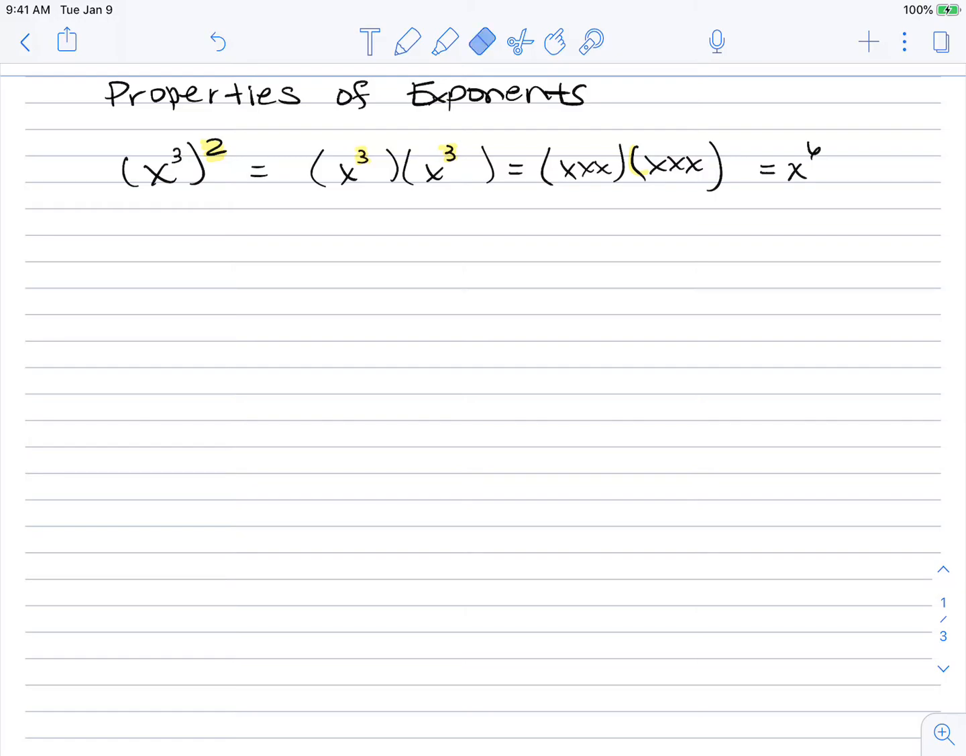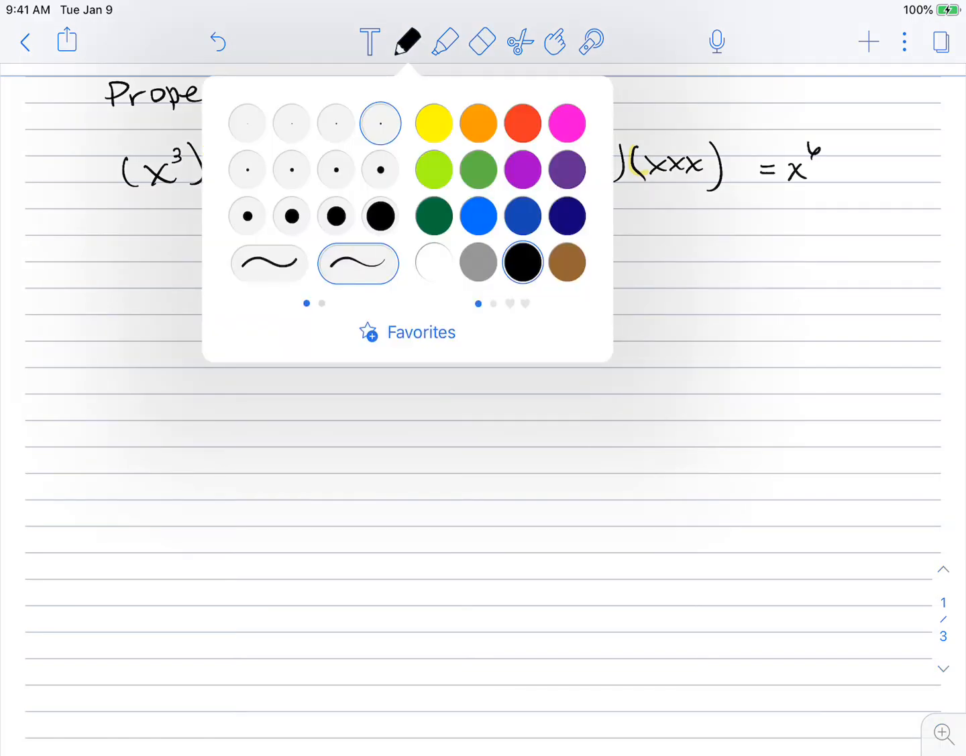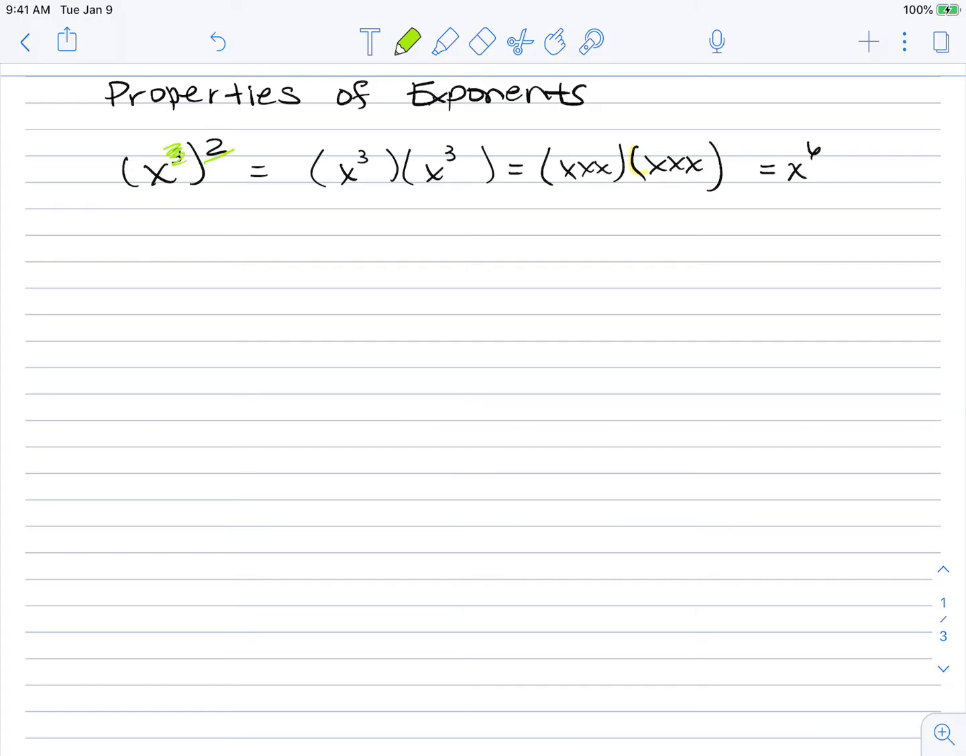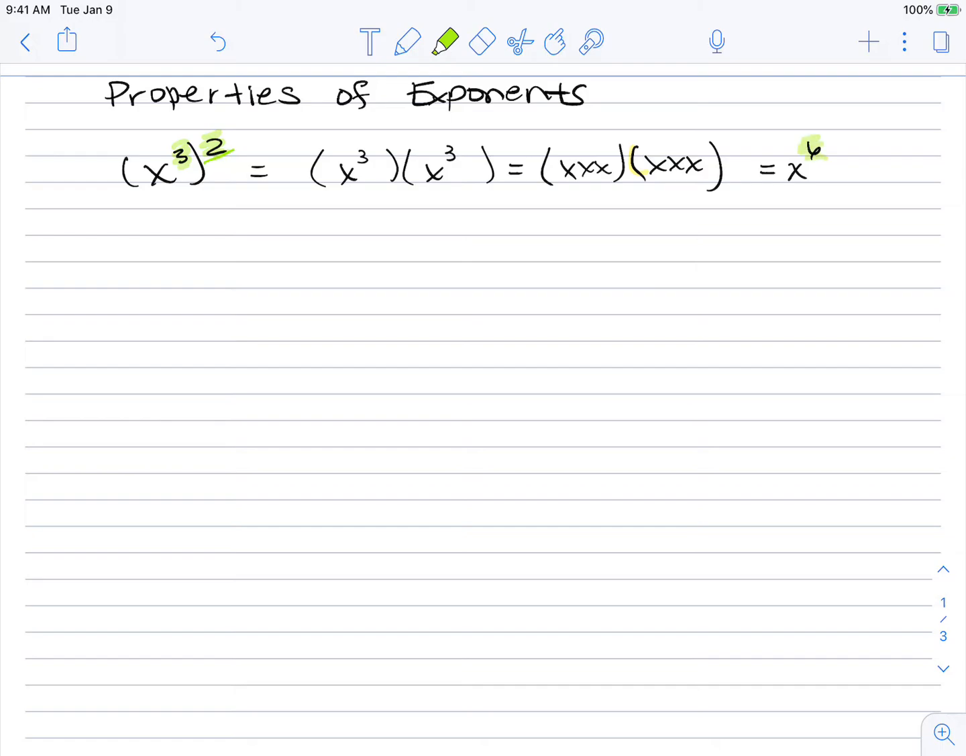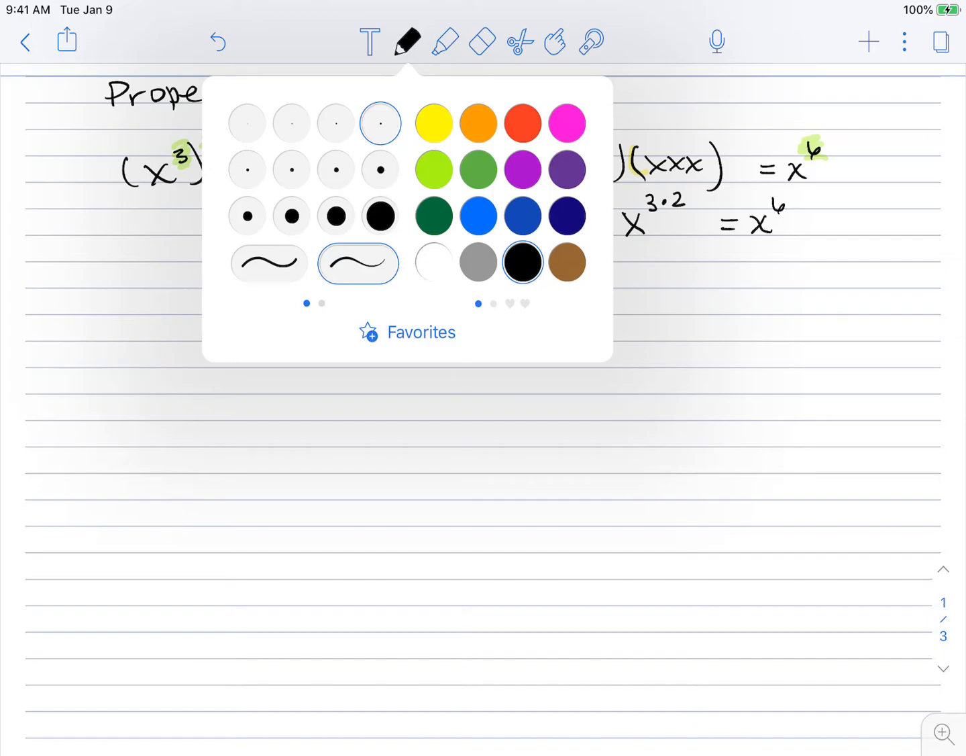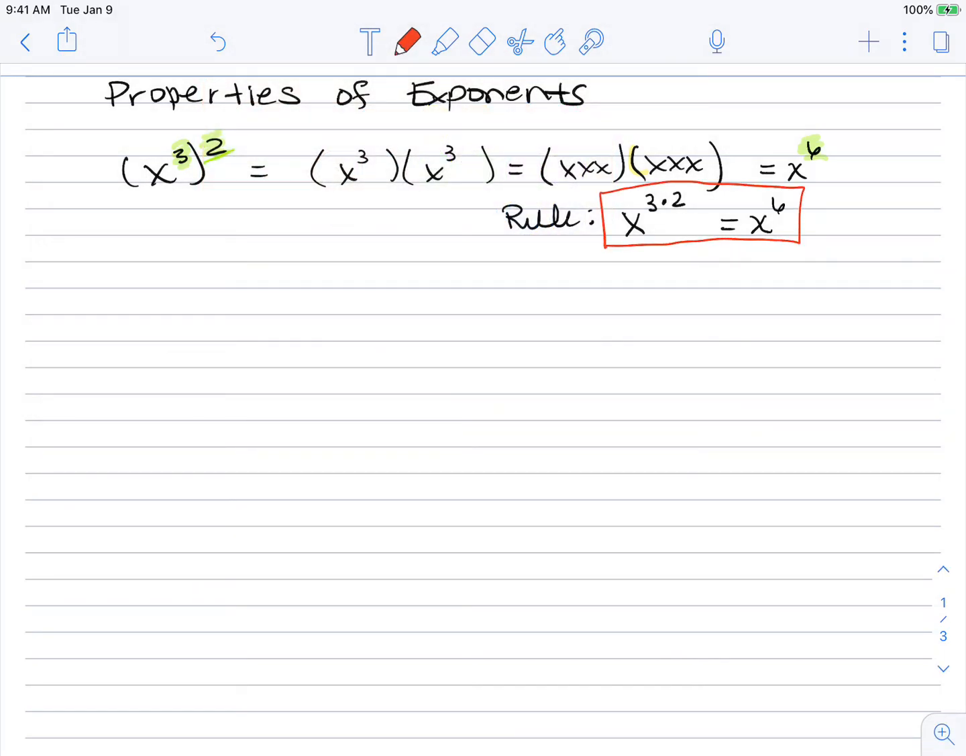Well, if we look at these two different powers here and here, and say, if I had this 3 and this 2, how did I get to this 6? Well, that would mean I'd have to multiply those powers, so I have a rule. And I'm going to write that rule down. My rule is if I have x to the 3 times 2, I'm going to get x to the 6th. And I'm going to write over here on the side what I did. So with powers to powers, I multiply the powers.